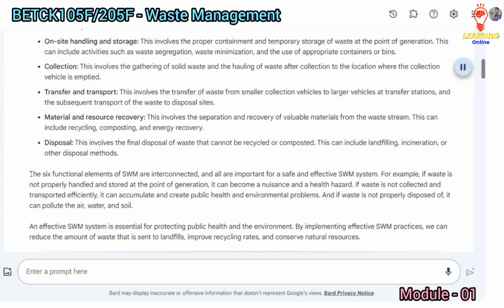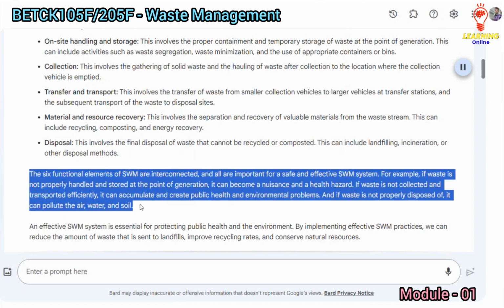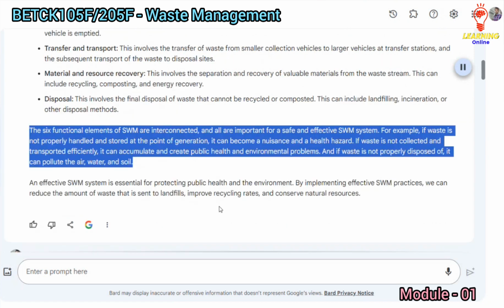The 6 functional elements of SWM are interconnected, and all are important for a safe and effective SWM system. For example, if waste is not properly handled and stored at the point of generation, it can become a nuisance and a health hazard. If waste is not collected and transported efficiently, it can accumulate and create public health and environmental problems. And if waste is not properly disposed of, it can pollute the air, water, and soil.